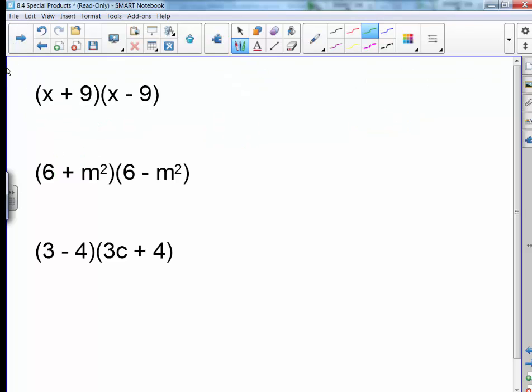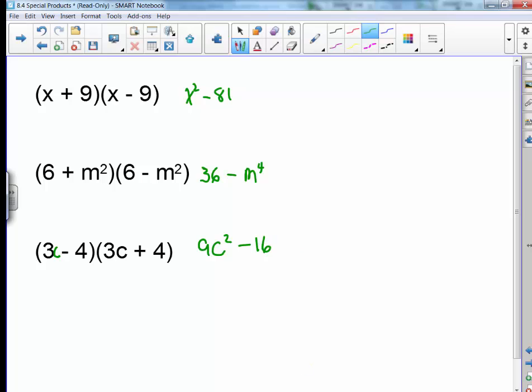All right, your turn. Try these, pause the video and try these three, and then come back to me. All right, so we square the first term, square the second term, and then put a minus sign. Square the first term, square the second term, and put a minus sign in between. Oops, this is supposed to be a C right here. Square the first term, square the second term, and put a minus sign.